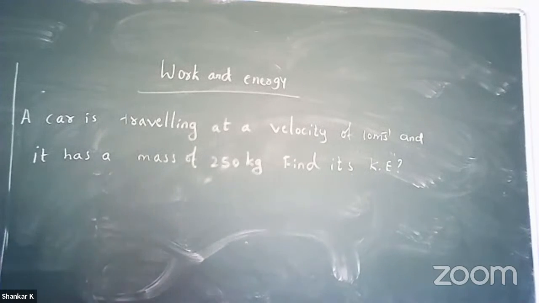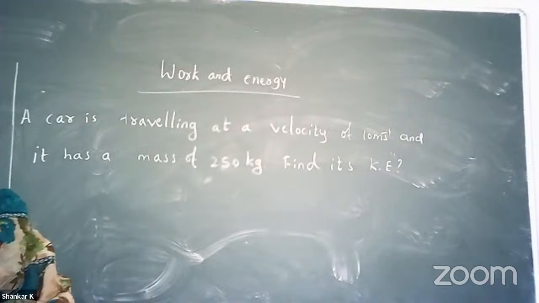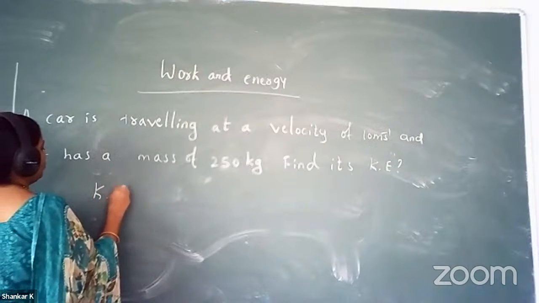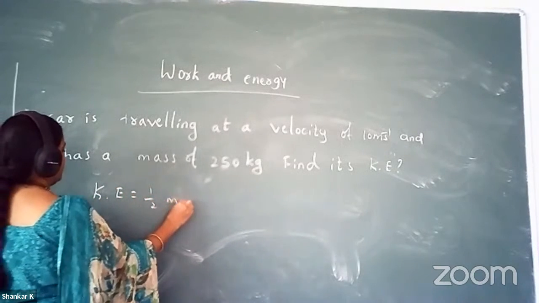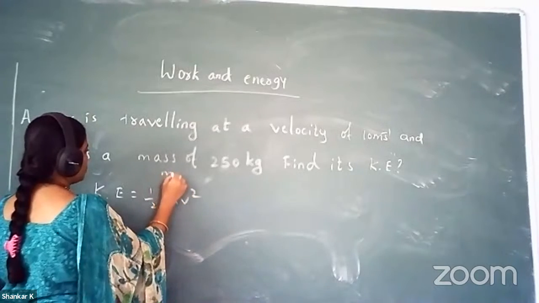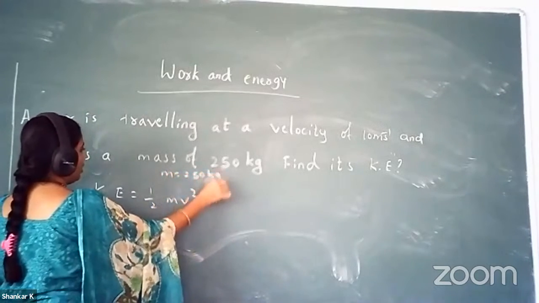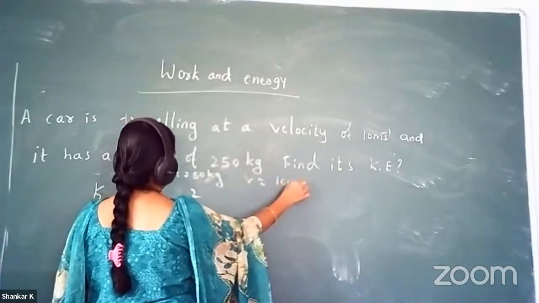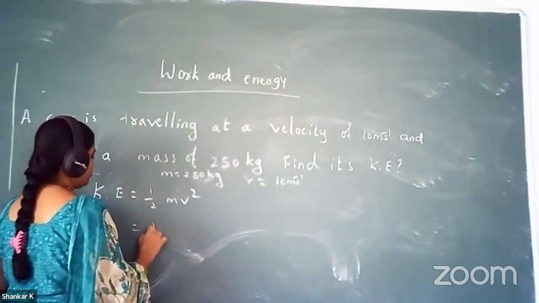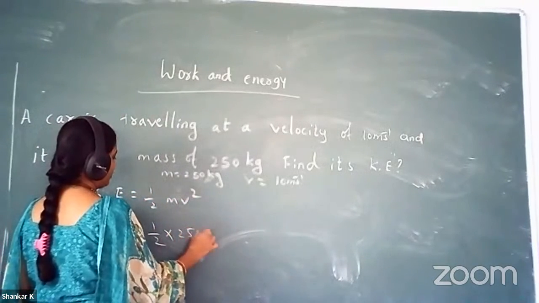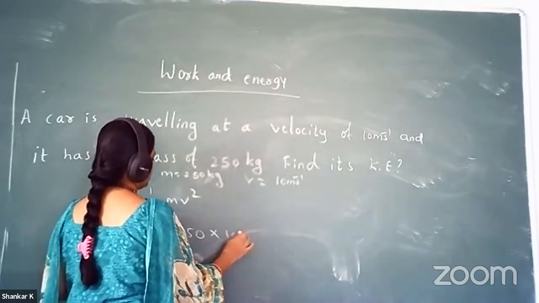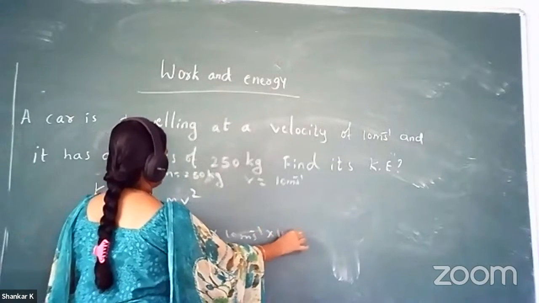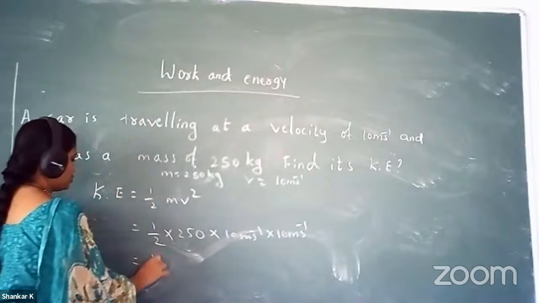Yes, half mv square. Kinetic energy is equal to half of mv square. So m is given: m is equal to 250 kg and v is equal to 10 meters per second. Then half into 250 into 10 square. What is the answer, students? Find it fast.